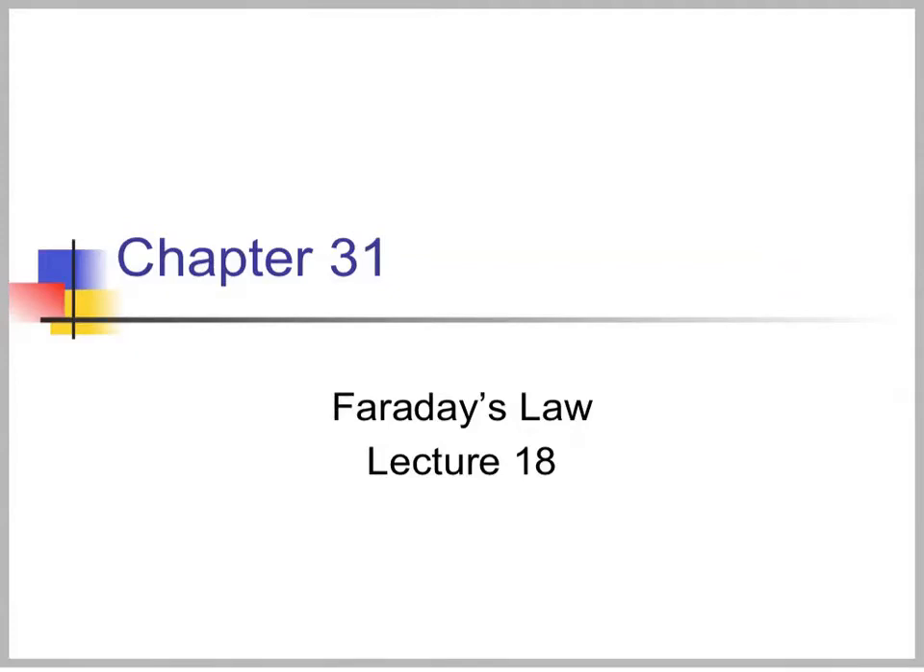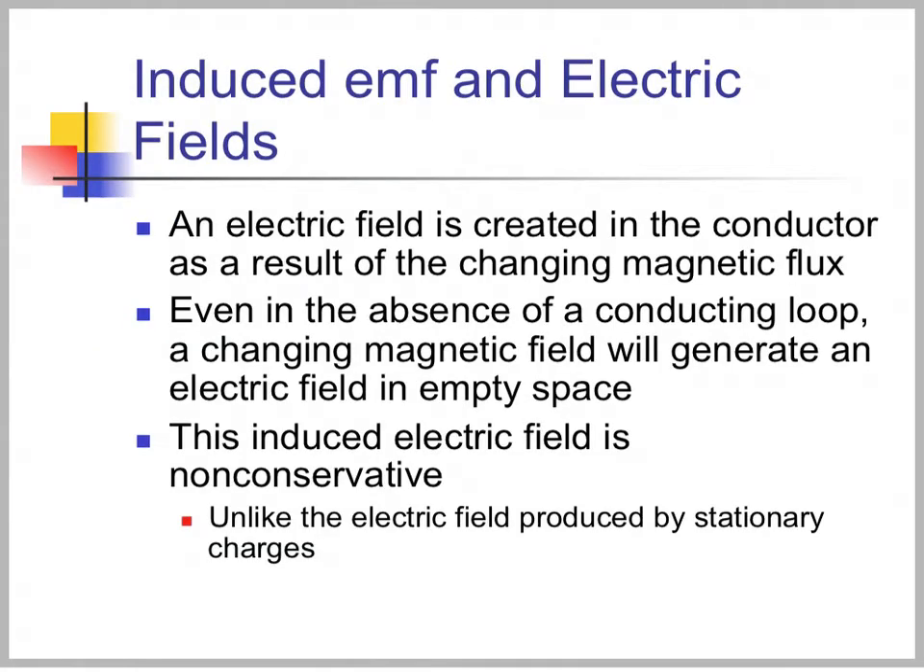This is Physics 2120, Lecture 18, and today we're going to continue to talk about Faraday's Law. Now, as we began talking about last lecture, an electric field is created in a conductor whenever we have a changing magnetic field. This happens even in the absence of a conducting loop. And a changing magnetic field will generate an electric field in empty space. And this induced electric field is non-conservative, unlike electric fields produced by stationary charges.